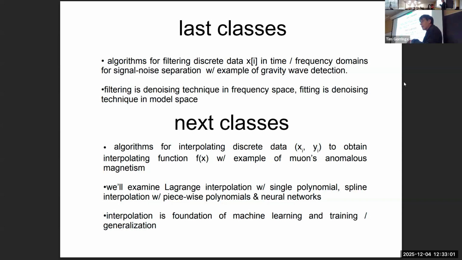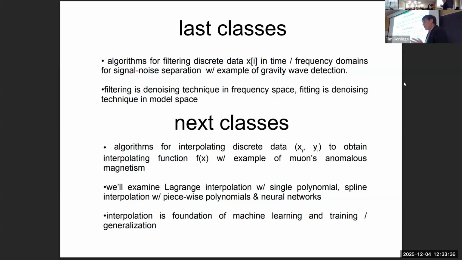All of these methods are designed for denoising, or picking the signal out of the noise. And we talked about the example of picking the gravitational wave signal out of the noise of seismic activity and traffic and other things. In the next couple of classes, we've got today's class, and then next Tuesday's class, and then we're done. We're going to talk about interpolating data, interpolating discrete data with some sort of interpolation function through that discrete data.